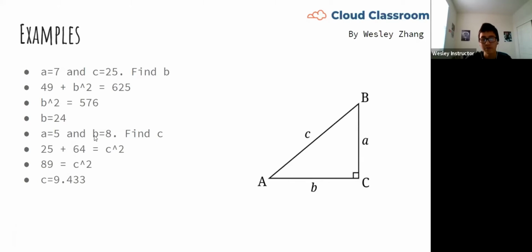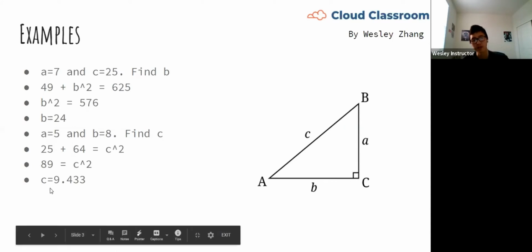All right, A equals 5 and B equals 8. Find C. So 5 squared is 25, and 8 squared is 64. We add those together, and that equals C squared. So 89 equals C squared. Again, square root both sides, and we get C equals 9.433.